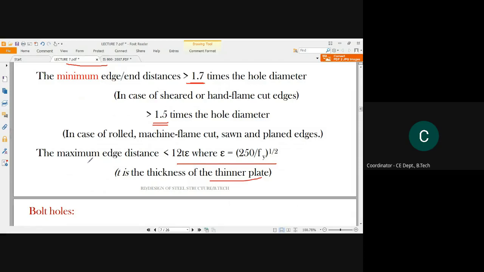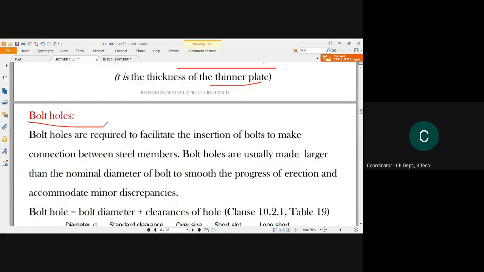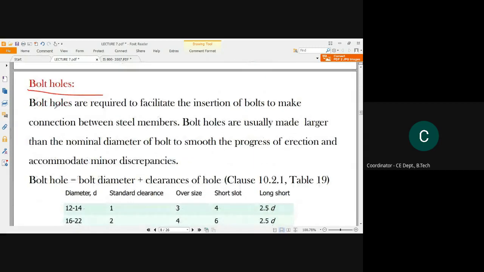Next is the bolt hole. The bolt holes are required to facilitate the insertion of bolts to make connection between steel members. Bolt holes are usually made larger than the nominal diameter of the bolt to smooth the progress of erection and accommodate minor discrepancies. So we know the nominal diameter.